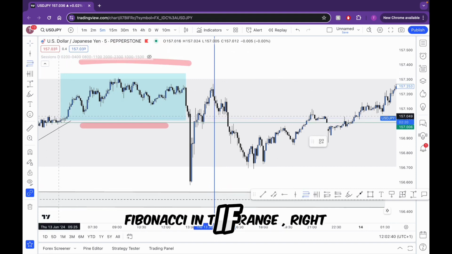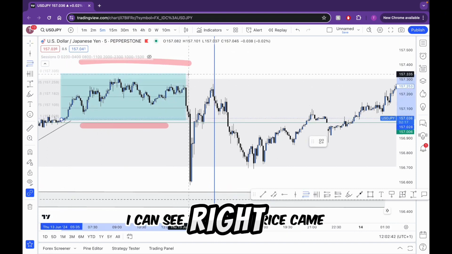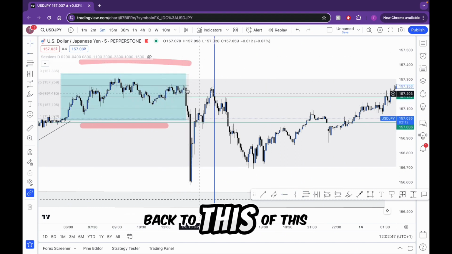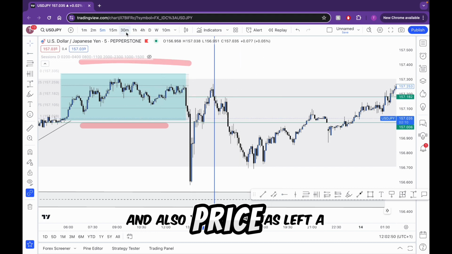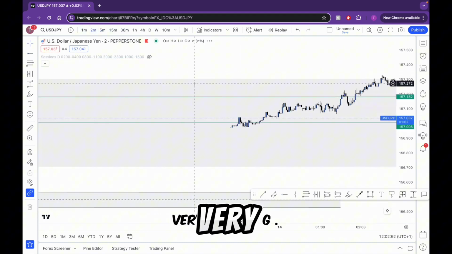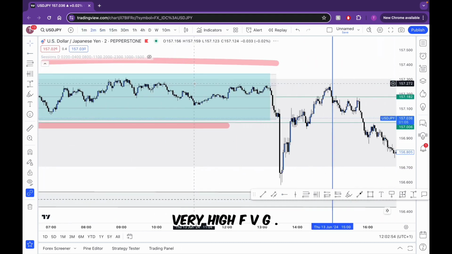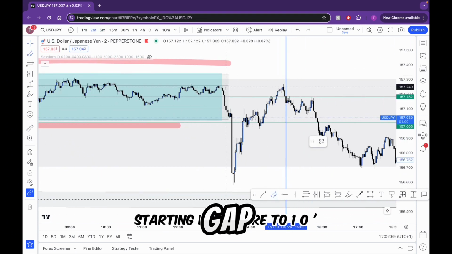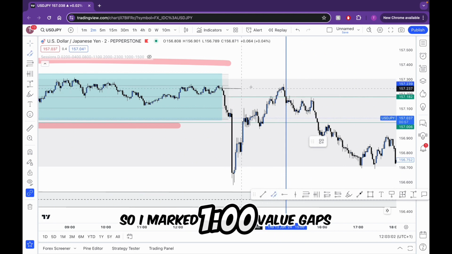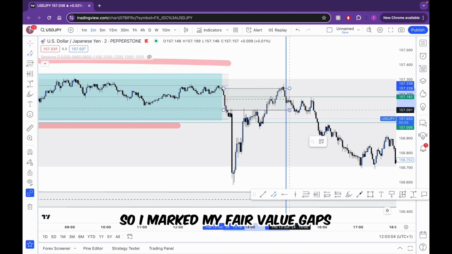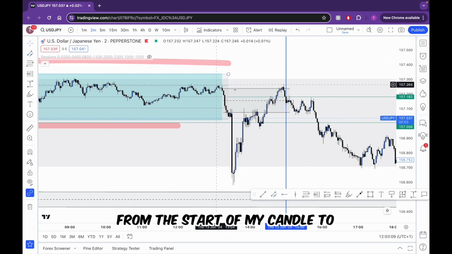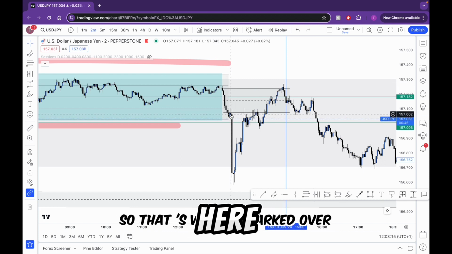But if I put my Fibonacci in this range, I can see that the price came back to the 50% of this level. And the price has also left a very high FVG. It left a fair value gap starting from here at 1 o'clock. I mark my fair value gaps from the start of my candle to the opposite candle. That's why I mark it over here, because of the blue candle.